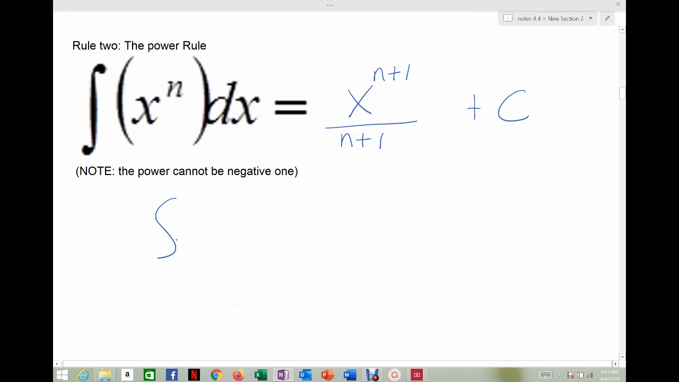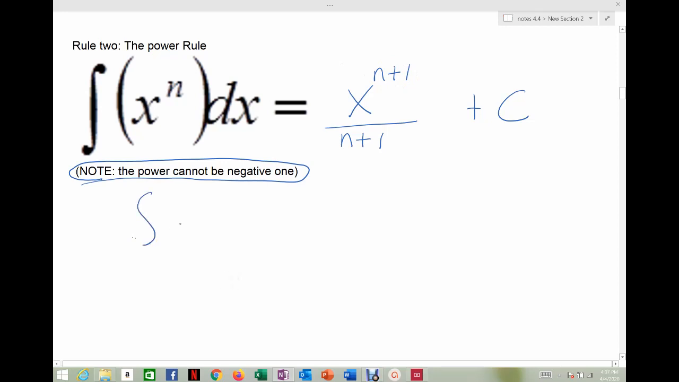A simple example, actually I'm probably going to do a couple, because sometimes we do have to manipulate these. Now, a quick note: my power can't be -1. We'll talk about why in a little bit. So this can be anything but -1. I'll explain why when we get to another rule later on.